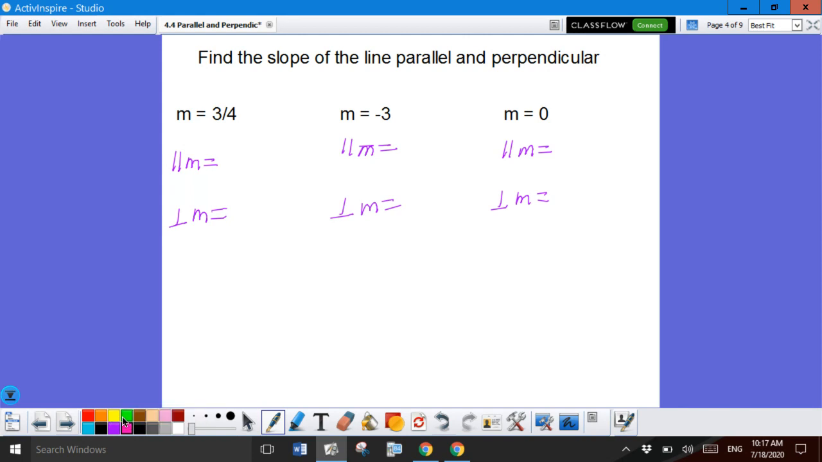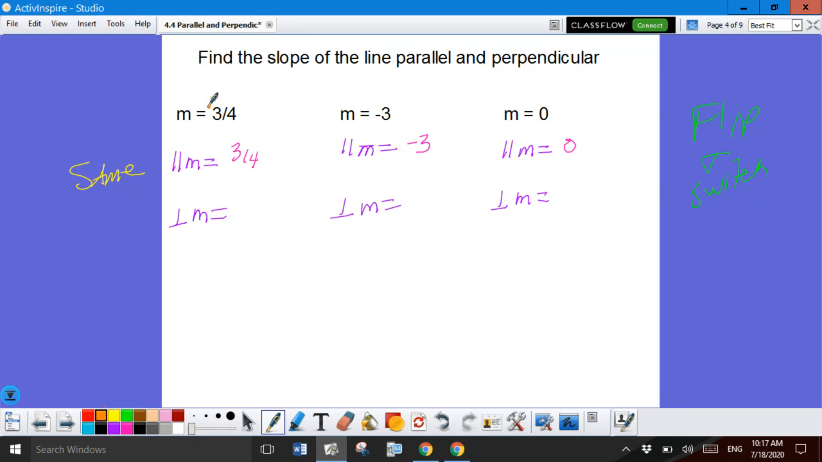Okay, remember, when we're talking about parallel, that is the same. So if this one is 3/4, then this one is 3/4. If the slope is -3, the parallel slope is -3. And if the slope is 0, the slope is 0. So finding the parallels is really easy because they have to match. Okay, the perpendiculars have to flip and switch. So let's go through those.